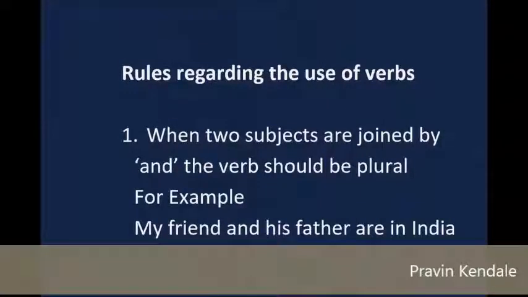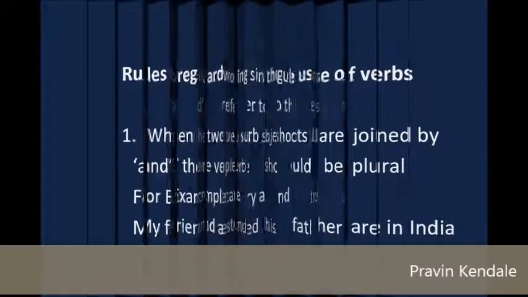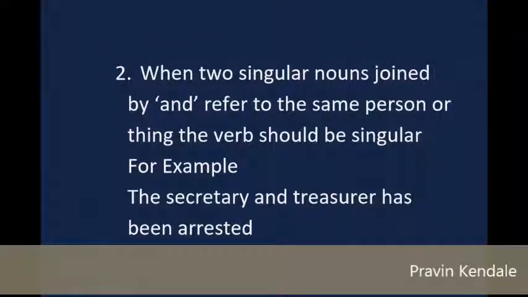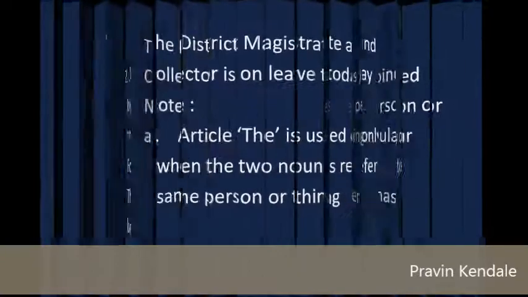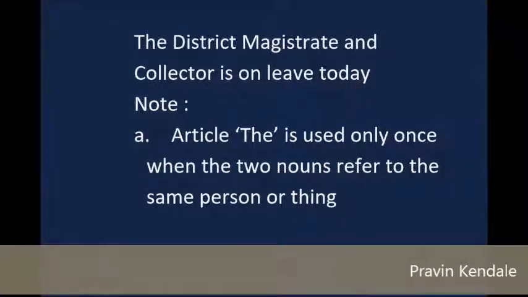1. When two subjects are joined by "and", the verb should be plural. For example, my friend and his father are in India. 2. When two singular nouns joined by "and" refer to the same person or thing, the verb should be singular. For example, the secretary and treasurer has been arrested. The district magistrate and collector is on leave today.